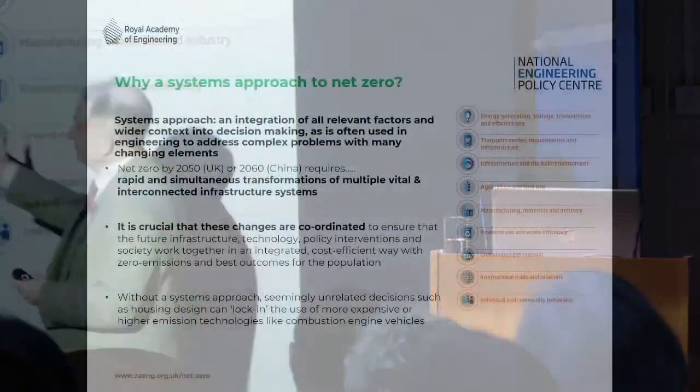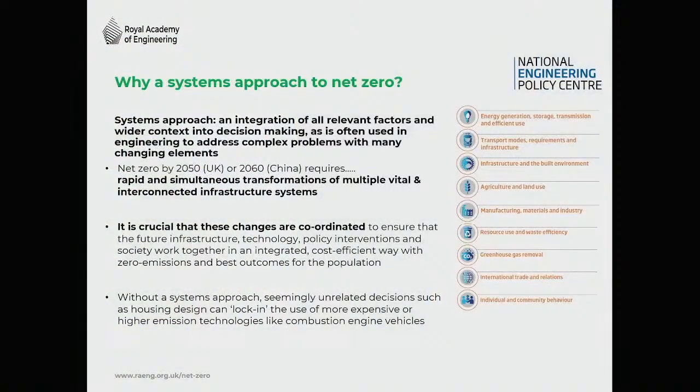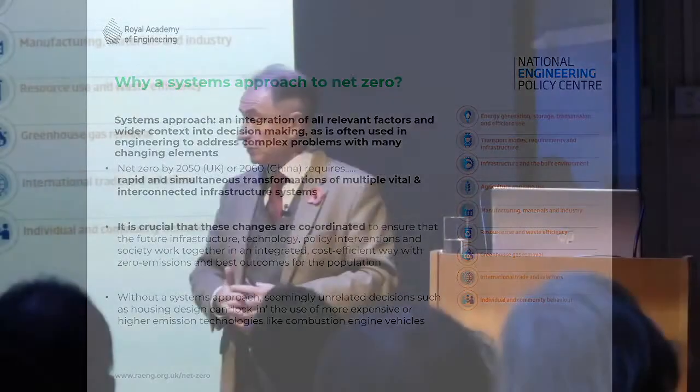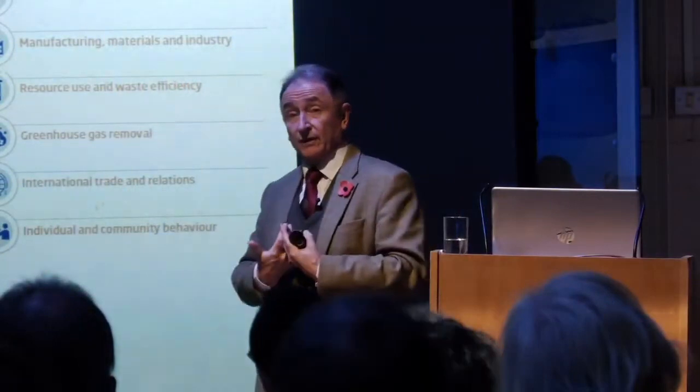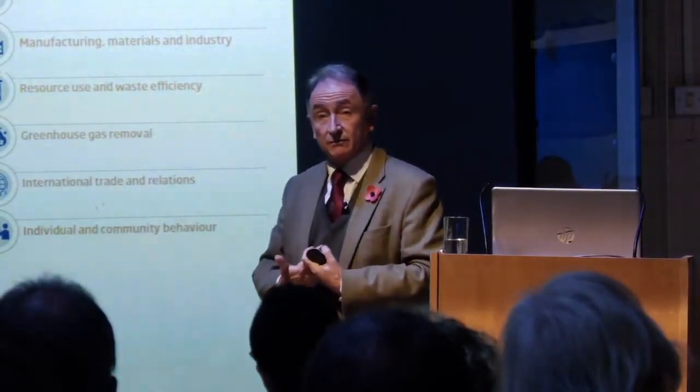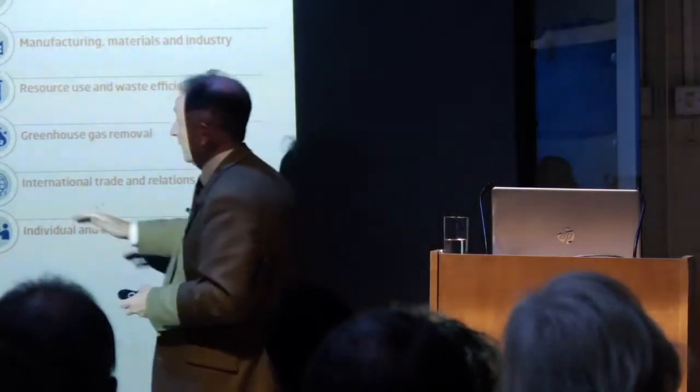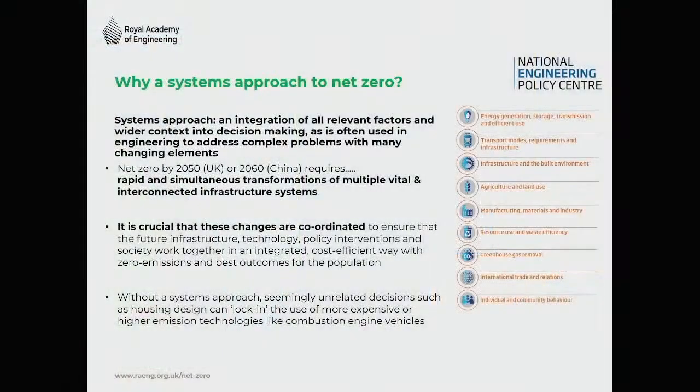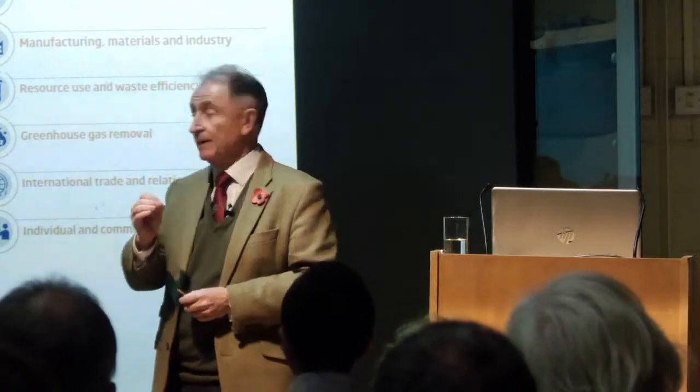So net zero in the UK by 2050, China by 2060, means that we're going to need rapid and simultaneous transformation in big complex systems: machinery of government, investment mechanisms, technological deployment, and quite frankly, our behaviours and the way that we live our lives. Lots of important interactions, and it's very important that these actions are coordinated. So you need a plan, you need a system architect, and you need something that outlives the period of a government's 5-year term or less, depending on what's going on in the country at any given time. So we need to think about that.